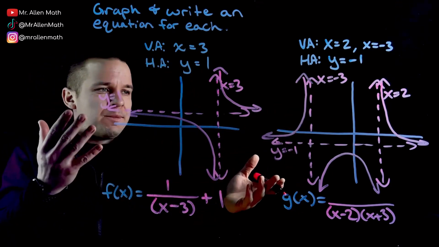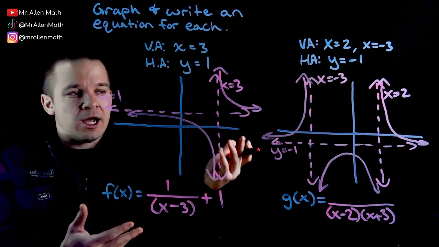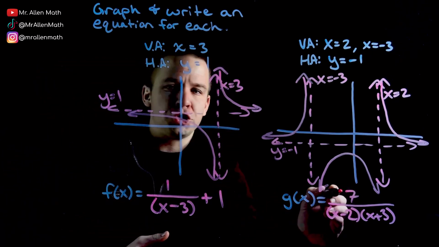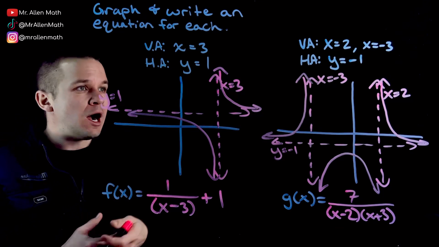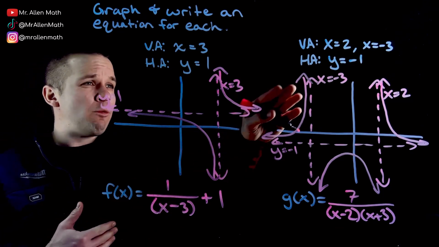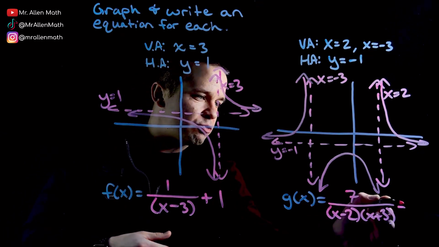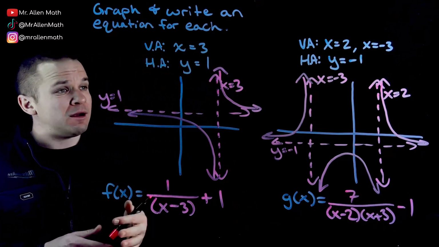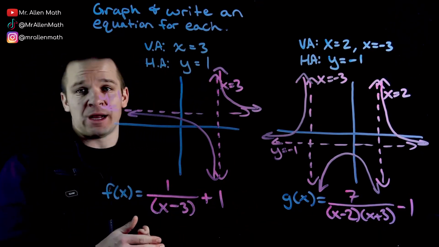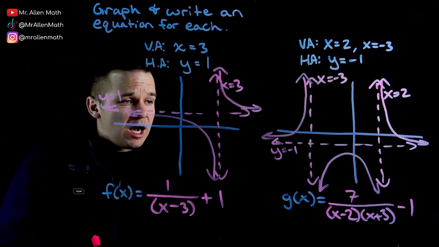Next up, my numerator. I could put a number in there. I could put 2. I could put 11. I could put 7. Sure, that's cool. And then let's see here. I want to shift this thing down 1. So on the outside, I'm going to go ahead and subtract 1. That's going to move this bad boy down. That's a possibility there. It's pretty dope.